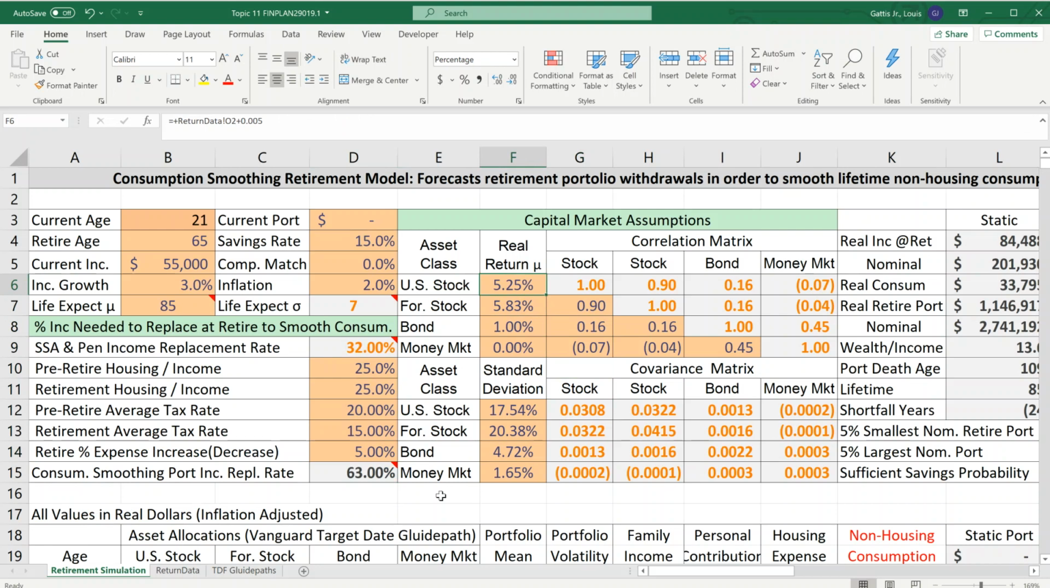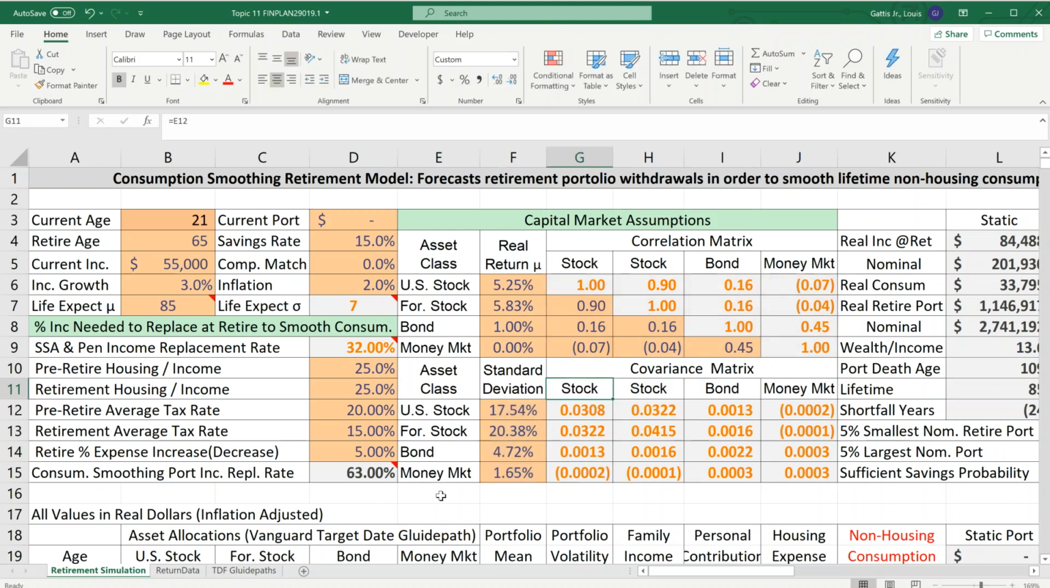This model is based on real returns, so to say the nominal returns minus inflation. So that's why stock returns aren't around 7 or 7.5. They're 5 and so on. So here are my correlations that I've received based on some data I collected over about 10 years. And here's the standard deviations. US stocks 17.5%, foreign stocks 20%, bonds 4.7, money market 165.